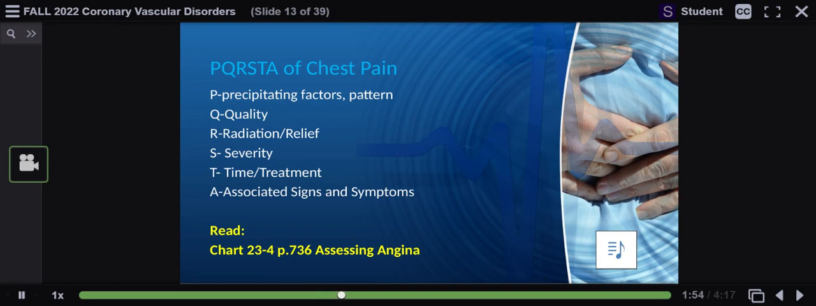R, radiation or relief. What is the region of the pain? Does the pain radiate to other areas of the body, or is it just local, just on the chest? Or does it go to your jaw, to your neck, to your left arm or right arm, to the back, precordial area, flank or back pain? Wherever, you can ask if it radiates. And does anything relieve or reduce the pain?